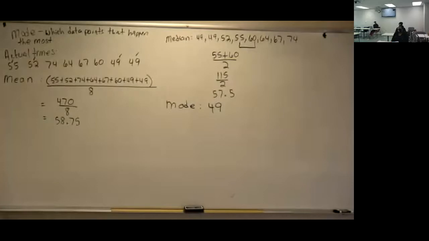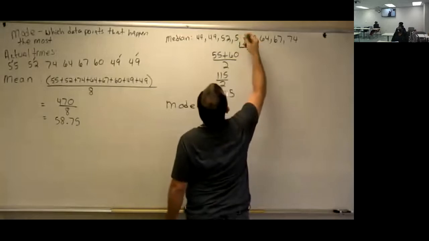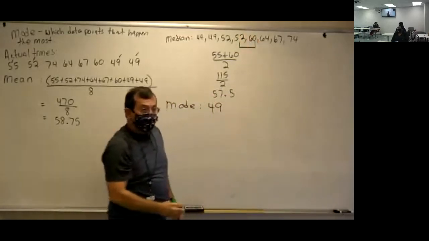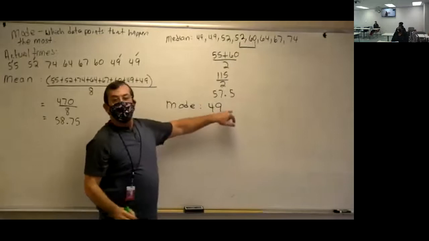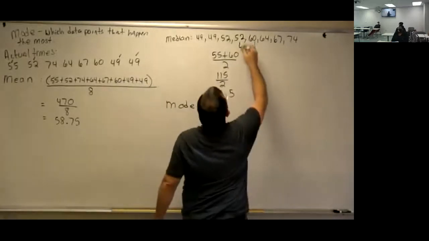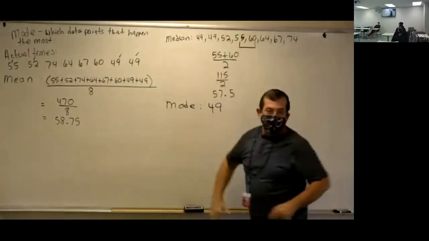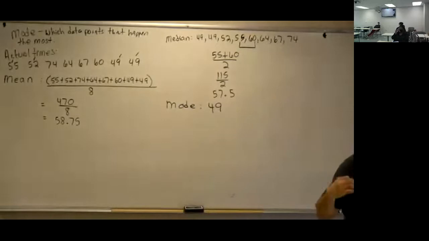So would there be more than one mode or two? Say this 55 was 52, my mode would be 49 and 52. It would be both of them. Okay? Now, if you didn't have no repeat, then you would have no mode. Okay.